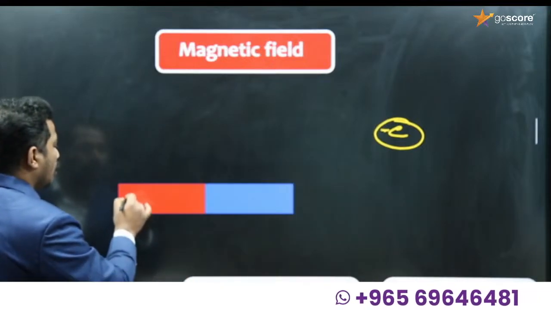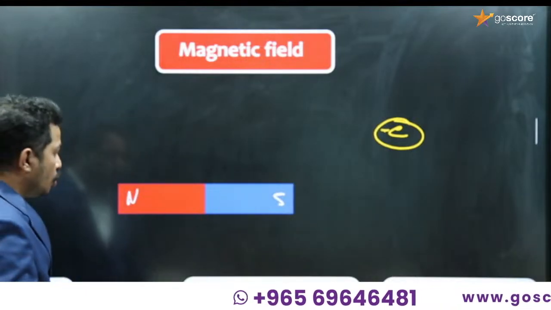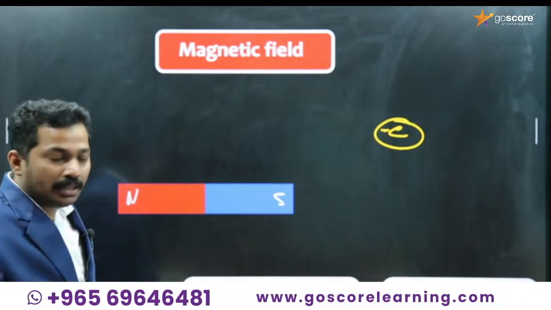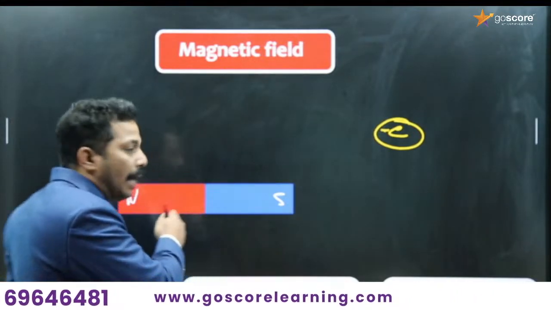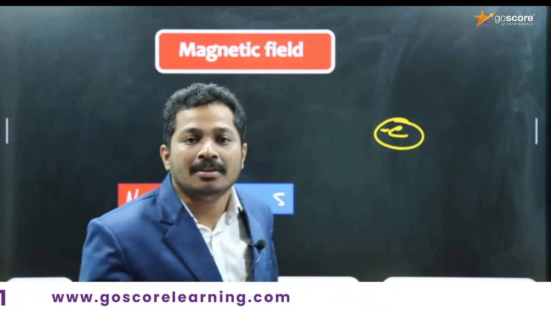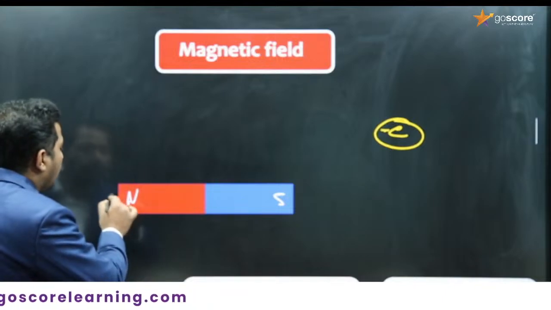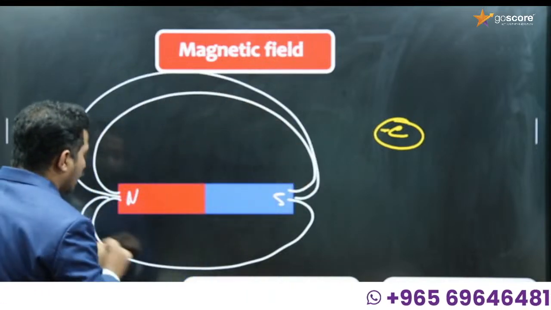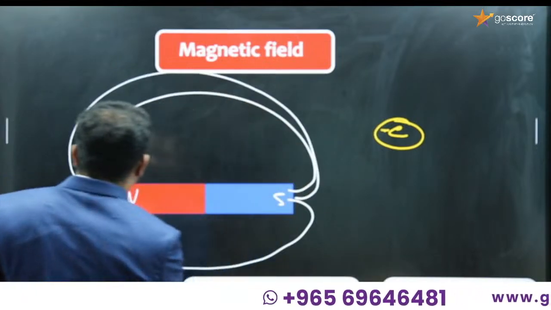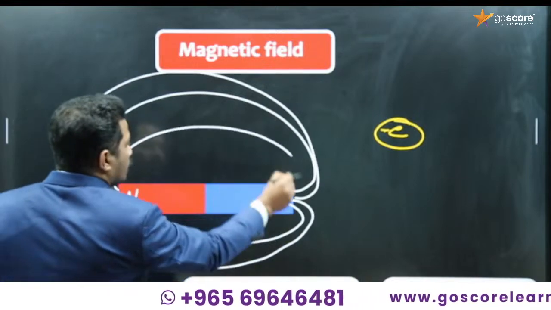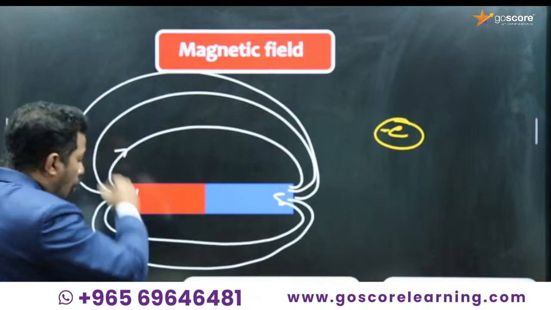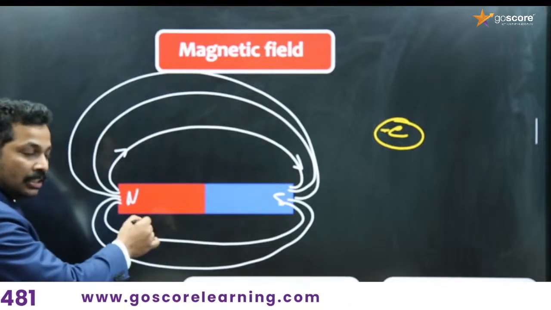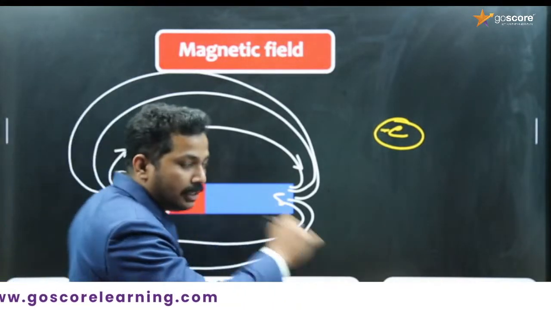Here we have the north and south poles of a magnet. We know that there will be a magnetic field around this magnet, and what is that? It is the region around a magnet in which its influence can be felt. From the north pole to the south pole there are magnetic field lines. Yes or no? They arise from the north pole of the magnet and end at the south pole. So the magnetic field outside the magnet starts from the north pole and ends at the south pole.